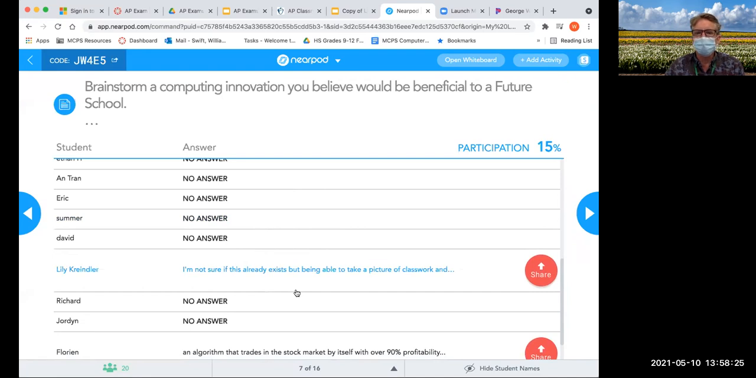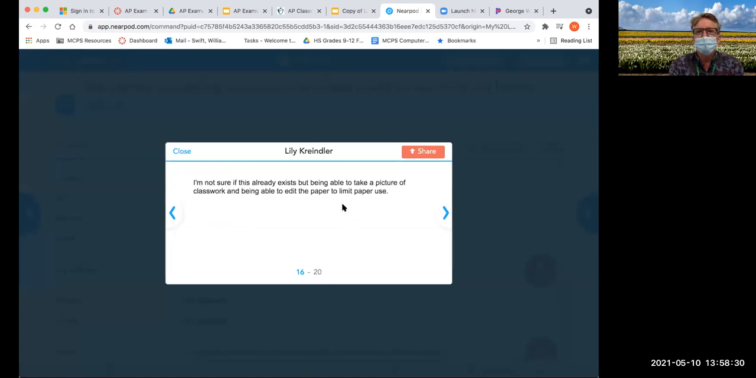I'm not sure if this already exists, but being able to take a picture of classwork and edit the paper to limit paper use. In theory, Acrobat Pro should do that for you, although you can't edit a photo. You'd have to convert the photo into a PDF, and I am not sure the formatting would be there, like when you just use Acrobat Pro on a regular PDF.